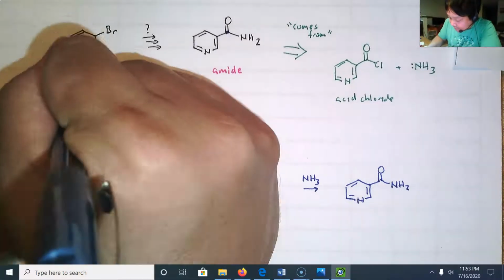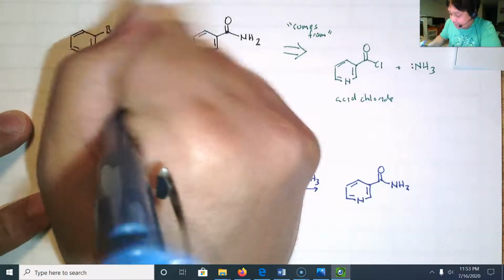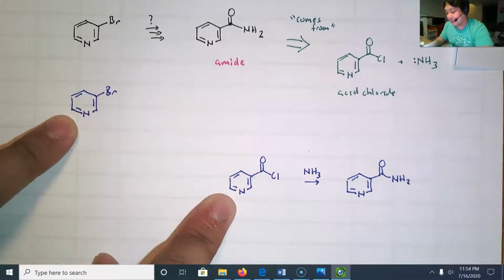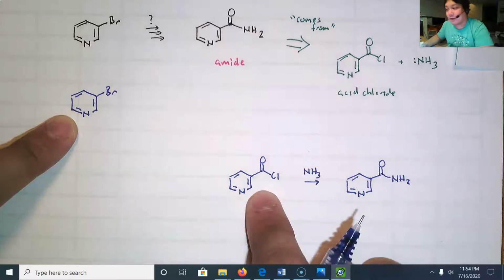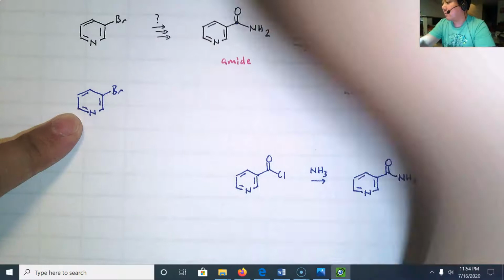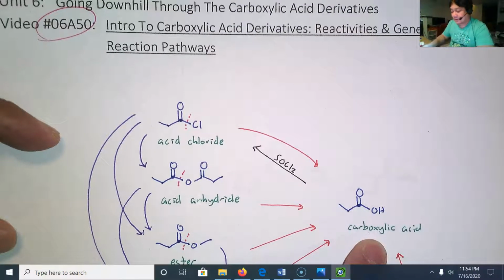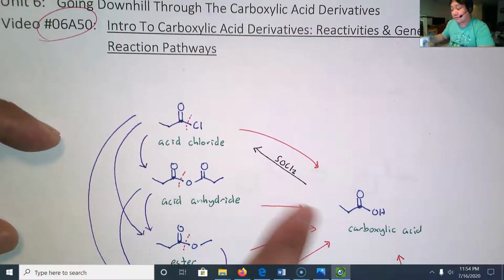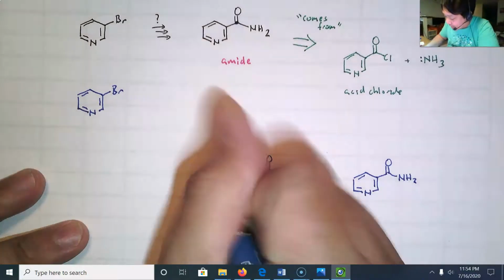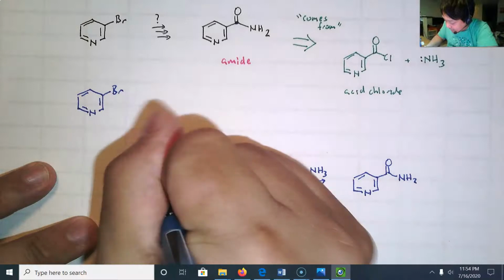Let me at least draw the starting material. Maybe if I see it in blue, I can concentrate really hard and figure out how to get from here to here. How do I make an acid chloride? It's literally on our ski slope. It's right here. Carboxylic acid to the acid chloride. Oh, I'm still going to work backwards. I want to make this acid chloride from a carboxylic acid.